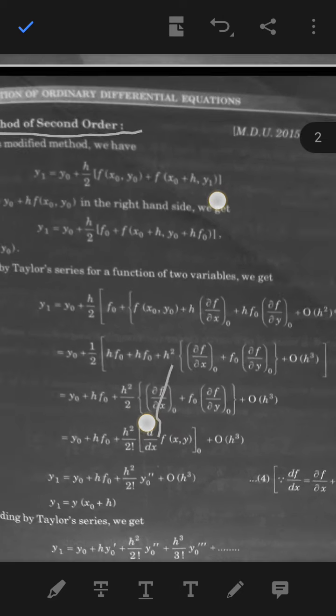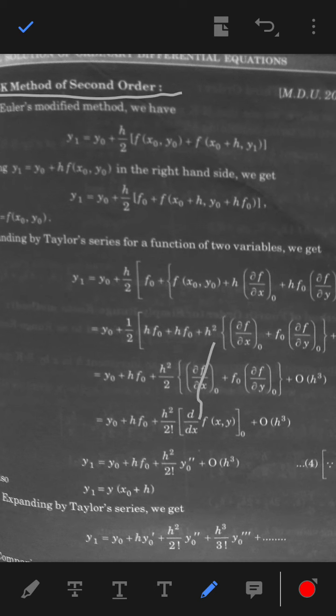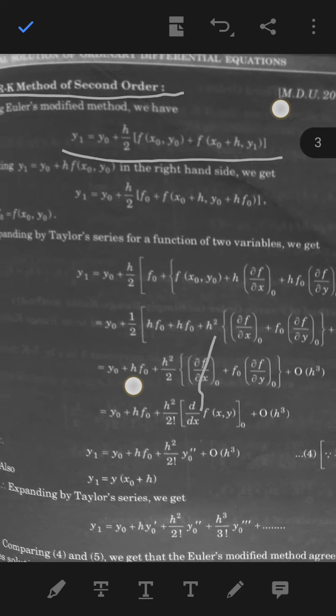Now next we will discuss the Runge-Kutta method of second order. In this method, we will use Euler's modified method. So this is our Euler's modified method, and what is the expression in Euler's modified? You see here, y1 is equal to y0 plus h by 2 into the function at x0, y0 plus the functional value at x0 plus h and y1. So this is our Euler's modified method.